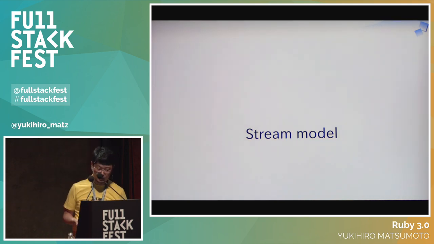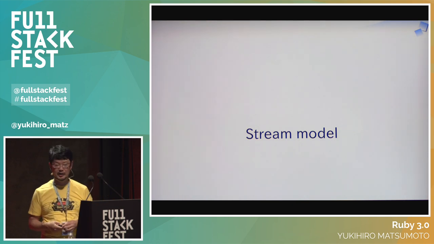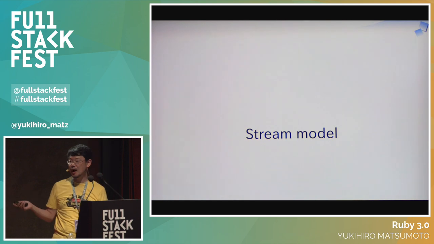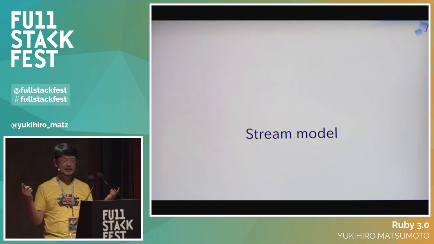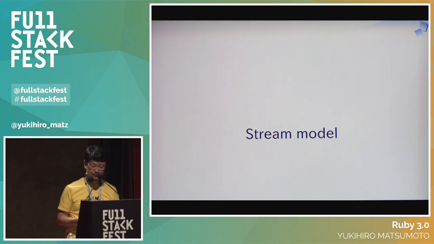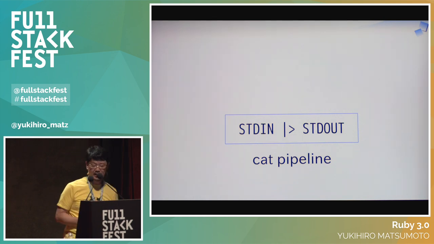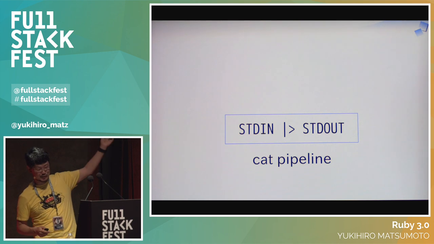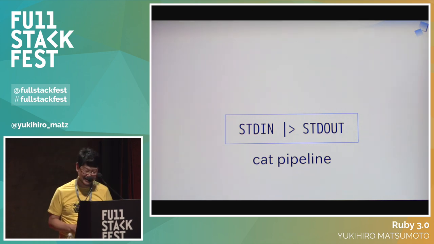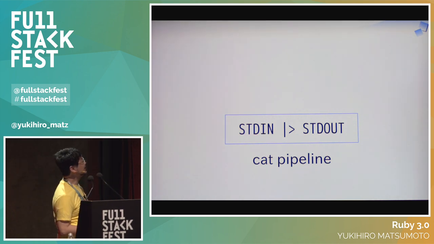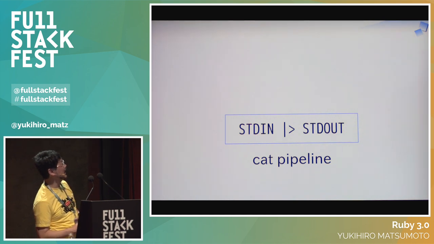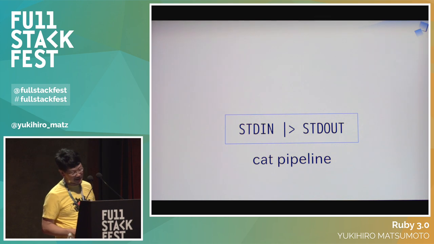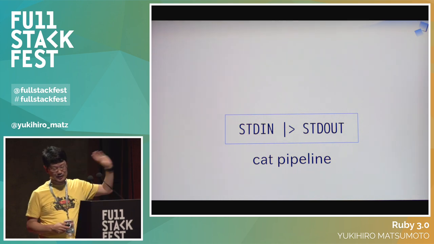The stream model is a pretty simple model, and it doesn't cover 100% of concurrency. But when it works, it works pretty well. So this is the future Ruby concurrency programming. It looks like an Elixir pipeline operator, but it is different. Okay, standard in pipes into standard out.